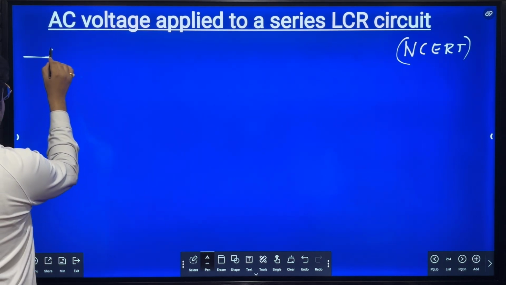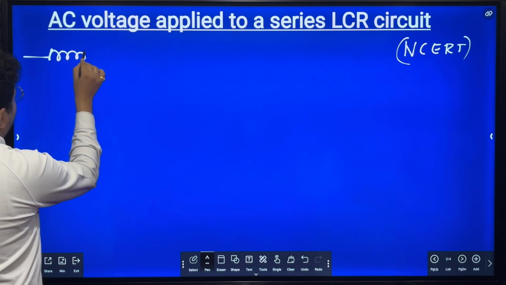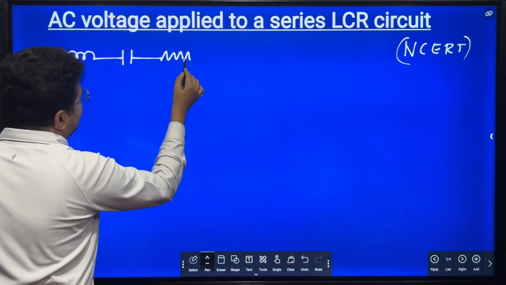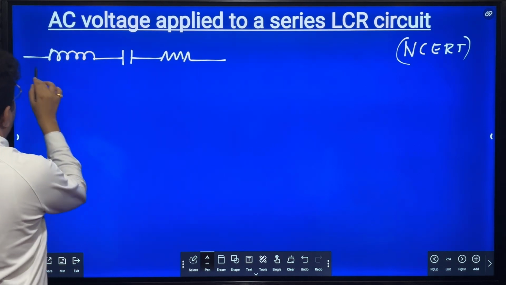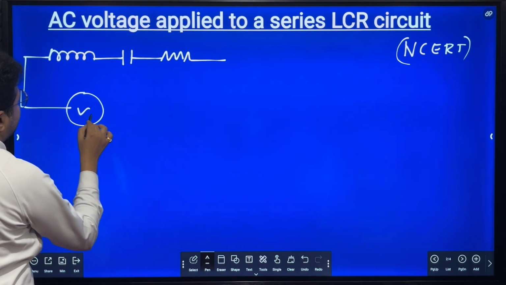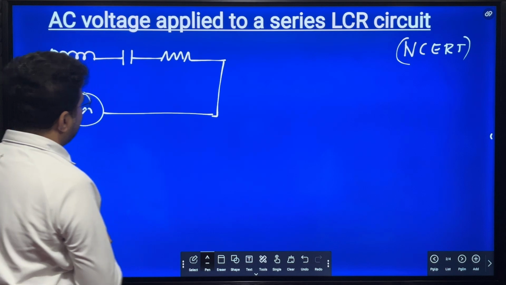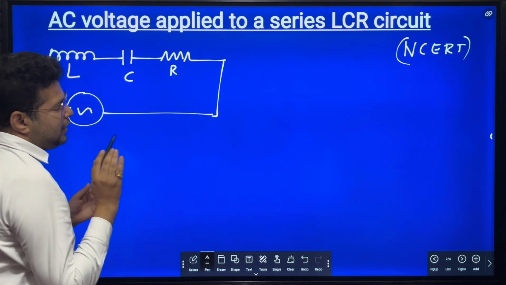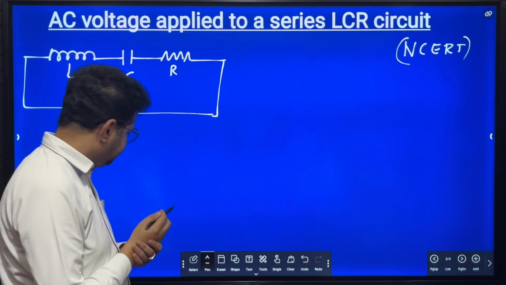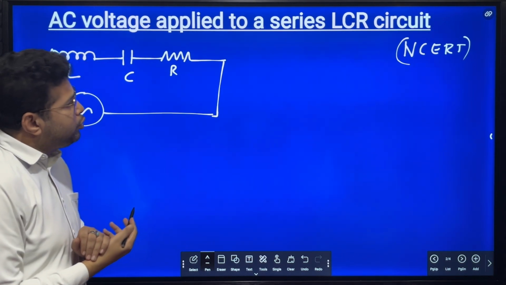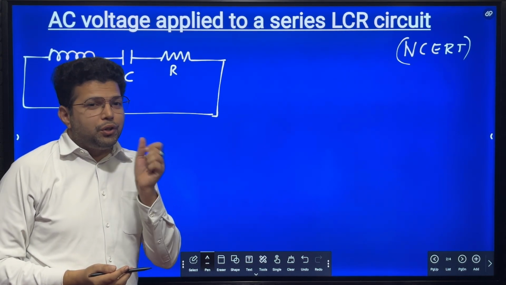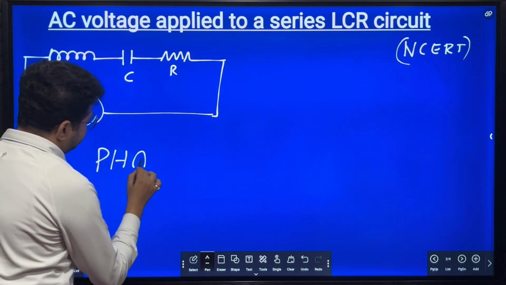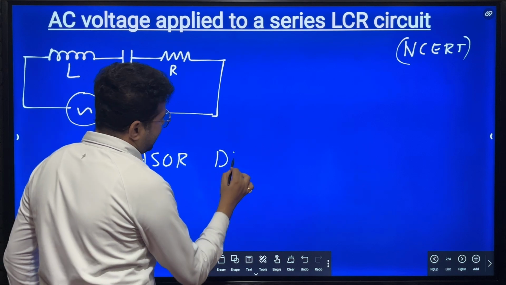So we have a circuit wherein there is an inductor and a capacitor and a resistor, and these three are connected in series, and we have applied an alternating voltage, an AC voltage. So L, C and R are connected in series. Okay. And now we are going to do the phasor diagram solution.